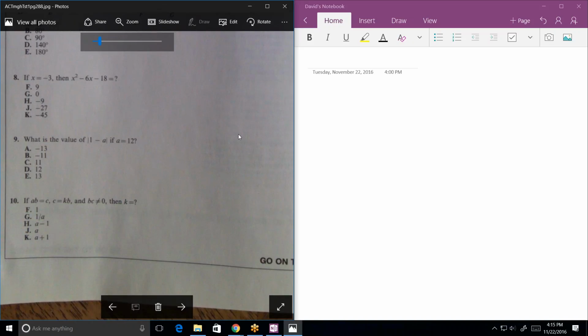Okay. If x equals negative 3, then x squared minus 6x minus 18 equals. So x squared, that would be 9. You also probably want a pencil and paper in front of you, because certain problems like this, if your life depended on it, you're going to use a pencil and paper to come up with this answer.